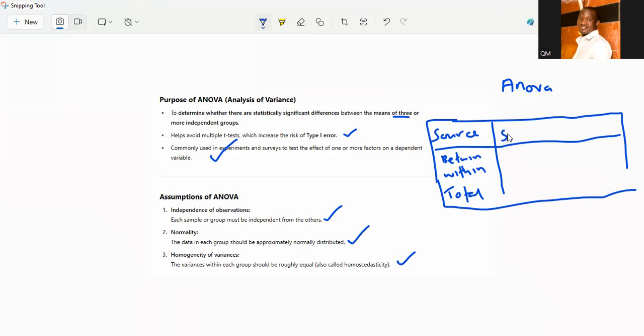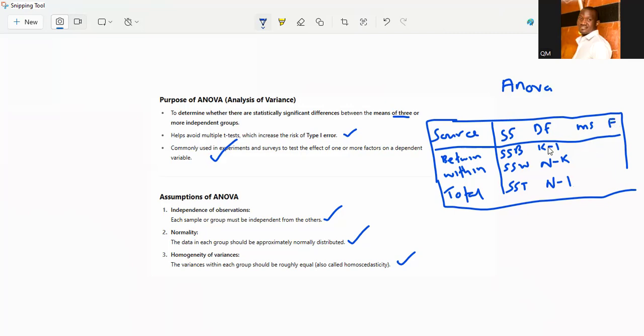We use the acronym SS. So this is sum of squares between, we put SSB. Sum of squares within, SSW. Sum of squares total, SST. Then when we go to the degrees of freedom, the degrees of freedom for a one-way ANOVA is K minus 1 for between, N minus K for within, and N minus 1 for total. Then we have the mean of squares, and we also have the F calculated.